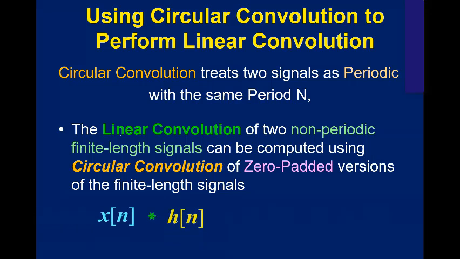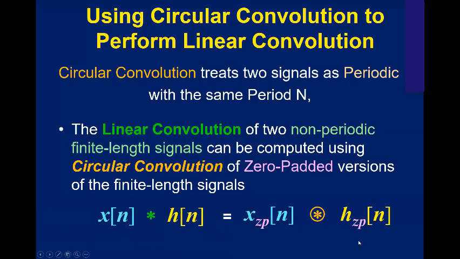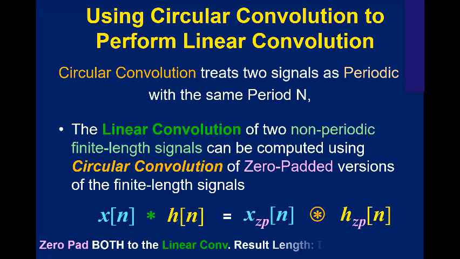And the answer is actually pretty straightforward. To get a linear convolution result out of a circular convolution of two zero padded signals, I need to zero pad my two signals to the same length, and that length is determined by the length of the normal result of a linear convolution, meaning my original two finite length signals, x and h, before I zero pad them, I would add their individual lengths and subtract 1. That was the length I needed for a linear convolution result.